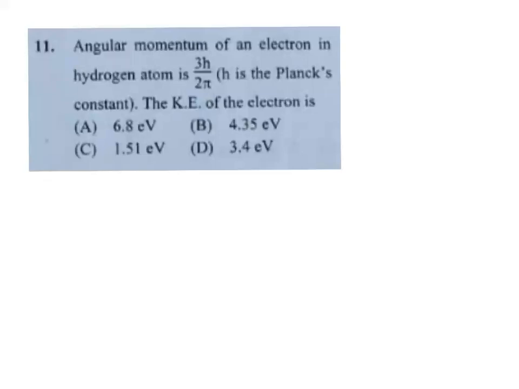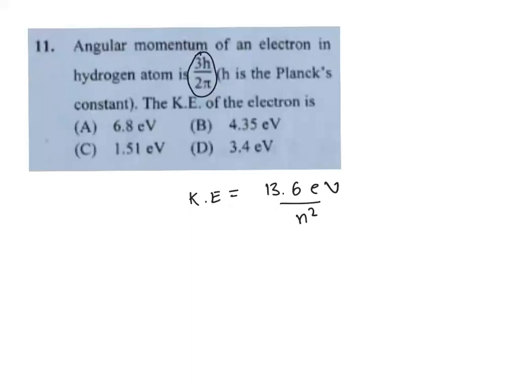Angular momentum of an electron in hydrogen atom is 3h divided by 2 pi, where h is the Planck's constant. The kinetic energy of the electron is? As you know, the kinetic energy is equal to 13.6 electron volt divided by n square, where n is the number of the nth orbit.